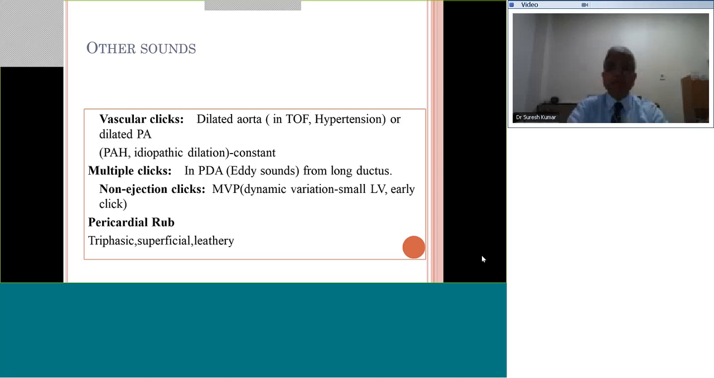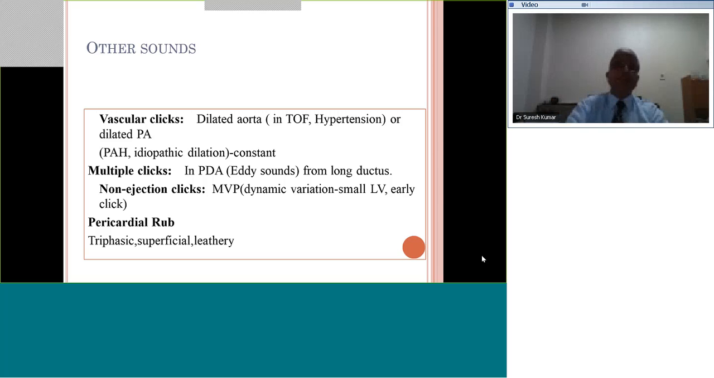Remember, you have multiple clicks in PDA, in long ductus. What happens is a long and tortuous duct. There are eddy sounds which are generated from the vascular wall, and this is the reason for the multiple clicks that are heard in PDA.